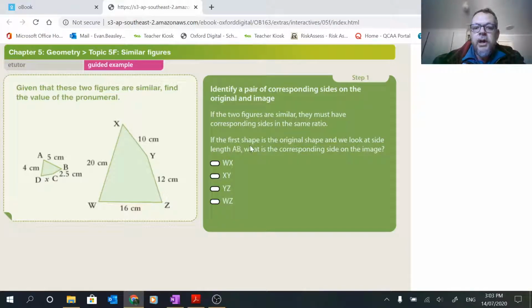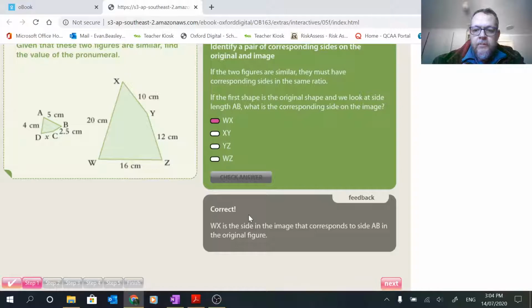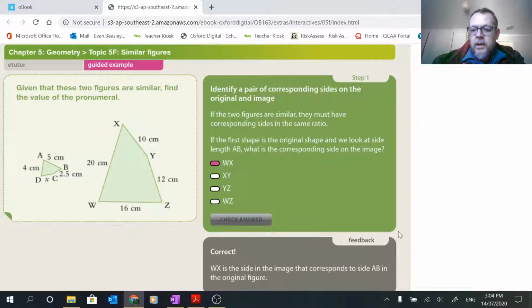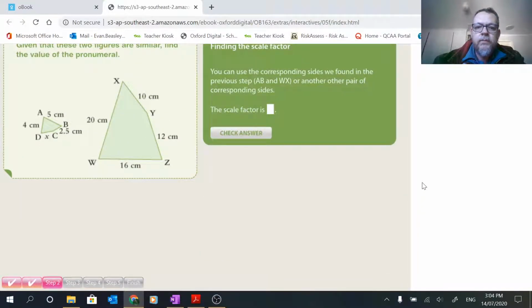If the two figures are similar, they must have corresponding sides in the same ratio. So if the first shape is the original, and we look at the side length AB, what is the corresponding side on the image? Well, that's got to be the longest flat side. So that's got to be corresponding to WX. Let's check my answer. Oh, that's good. I am correct. Let's go to the next problem.